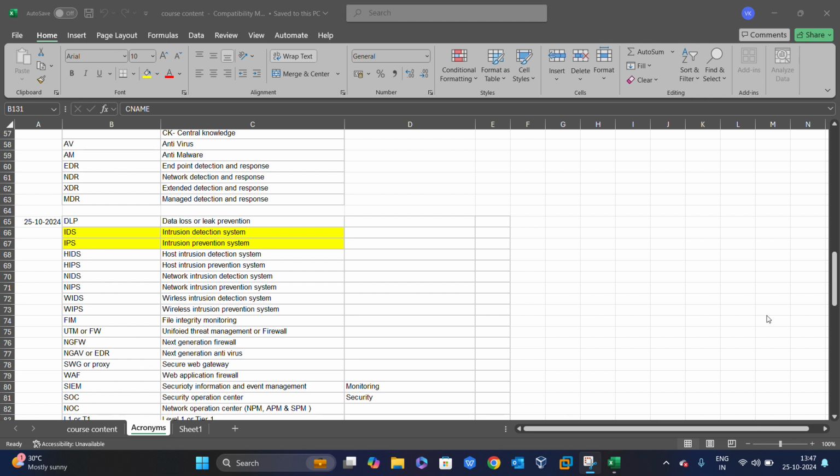In a similar way, WIDS on the wireless side is the wireless intrusion detection system, and WIPS is the wireless intrusion prevention system. So next one is FIM.